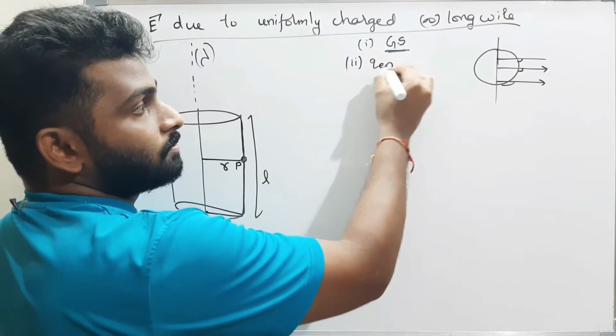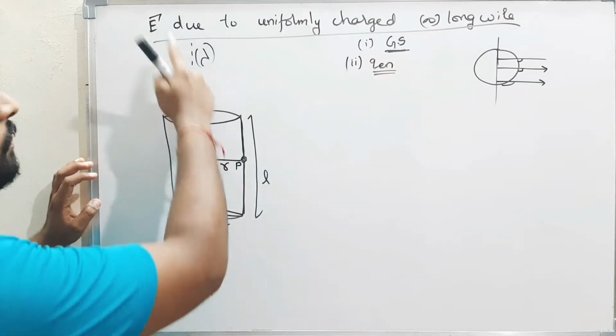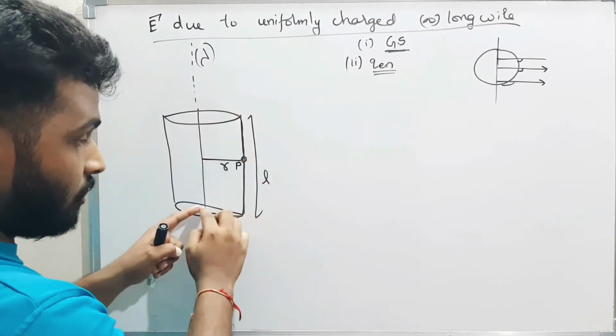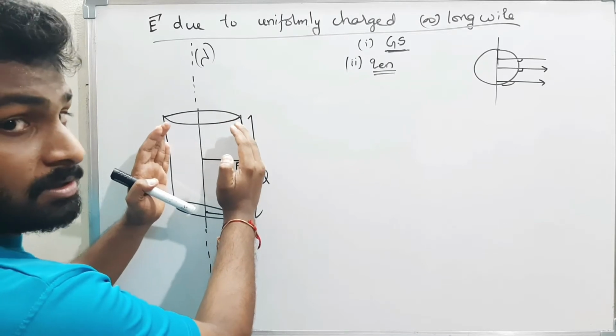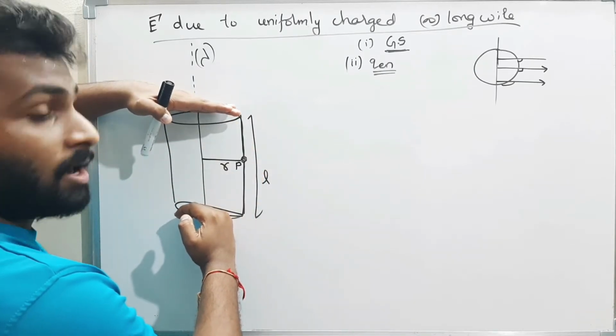Now, second one. Charge enclosed. What is the charge enclosed? This is an infinitely long wire. But what is the charge present in this cylinder? This is a Gaussian surface. And what is the charge present in this cylinder? Only this much of wire is present in this cylinder. You guys will accept that.